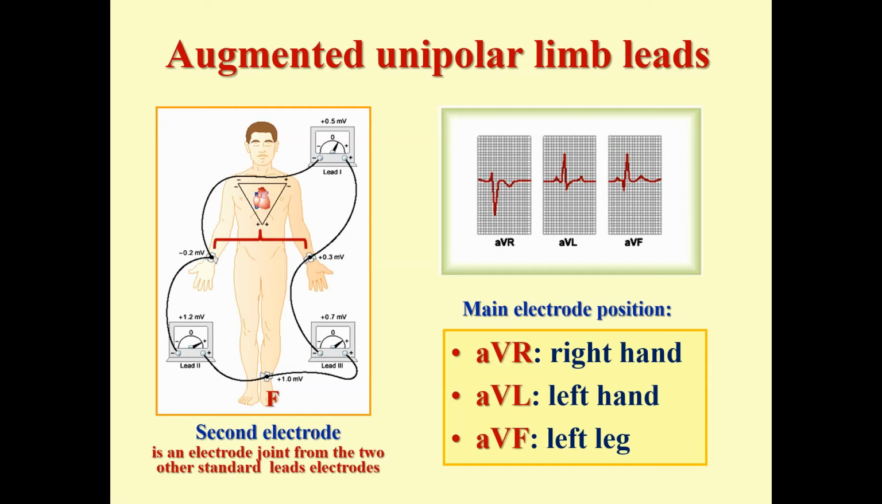A stands for augmented, which means increased, V for voltage, R for right, and so on with the rest. Usually it's not mentioned, it's just AVR, AVL, and no one goes into the full abbreviations of these words. So now we have 6 different records: 3 standard according to Einthoven and 3 augmented unipolar limb leads. So it's half of all the leads that are used.